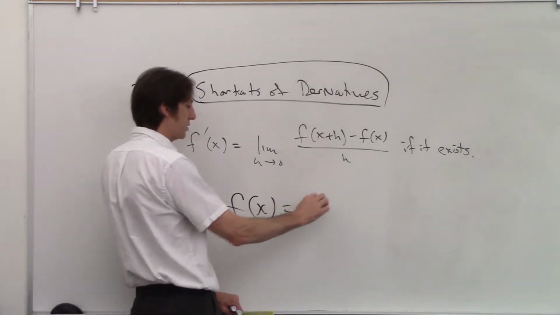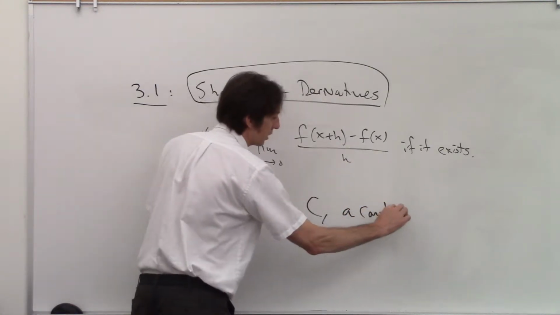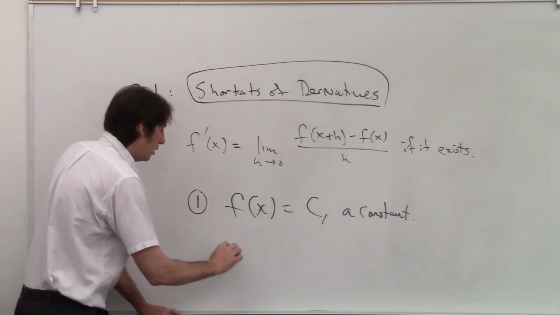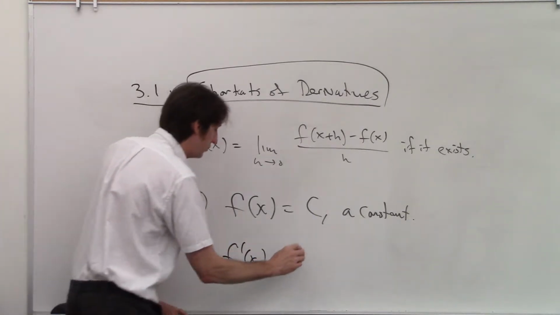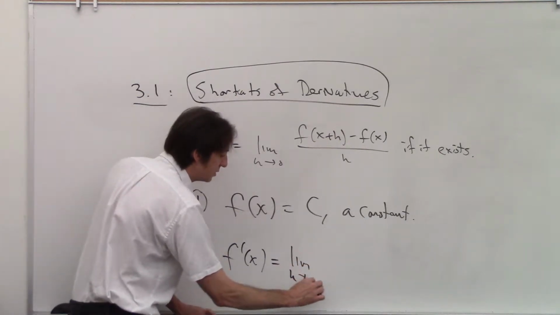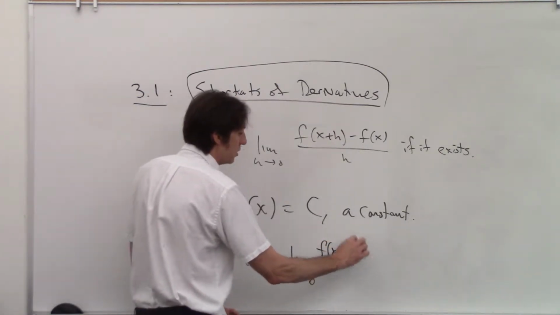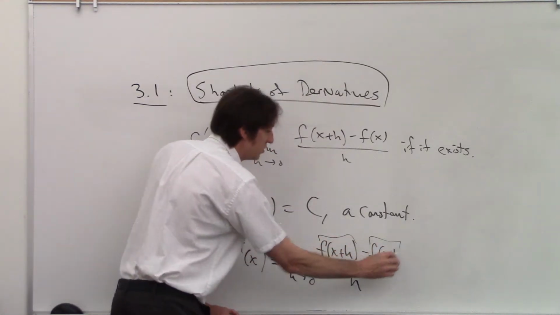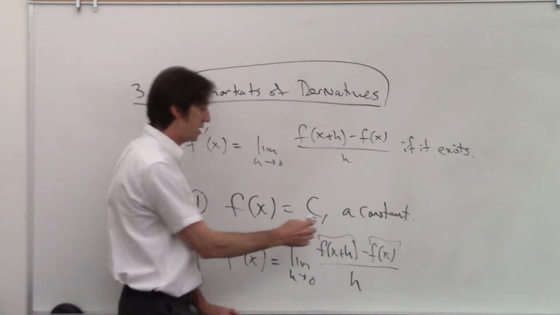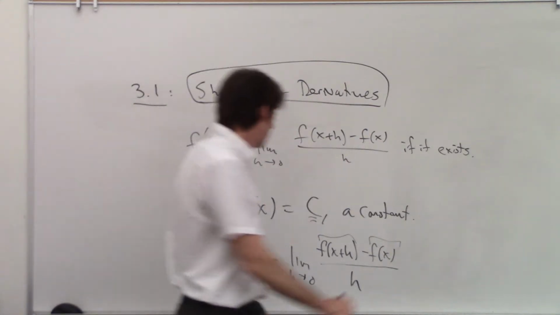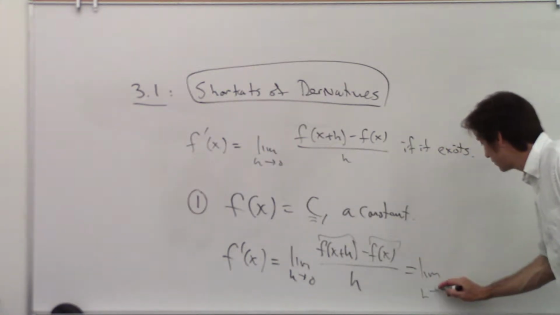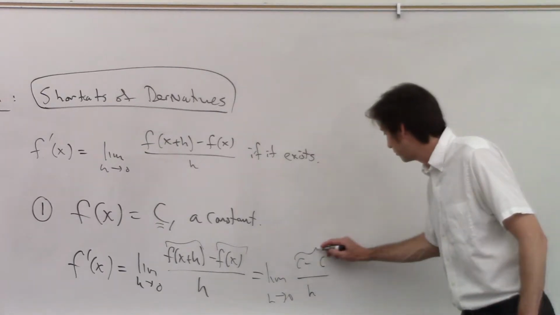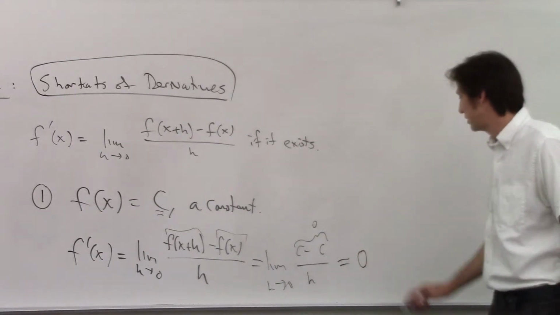suppose f of x is equal to c, a constant. If my function is a constant, what will its derivative be? Well, its derivative will be the limit as h goes to 0 of f of x plus h minus f of x over h. But what are these function values? Each of these values in the numerator is c, because the function is always c. And so this limit is the limit as h goes to 0 of c minus c over h. C minus c, of course, is 0. And so the whole limit turns out to be 0.